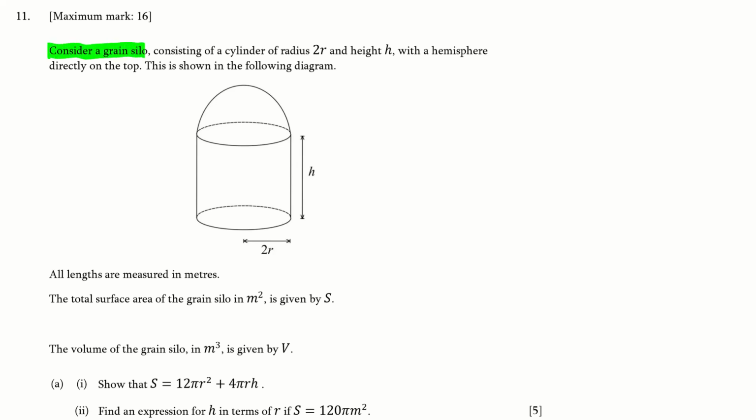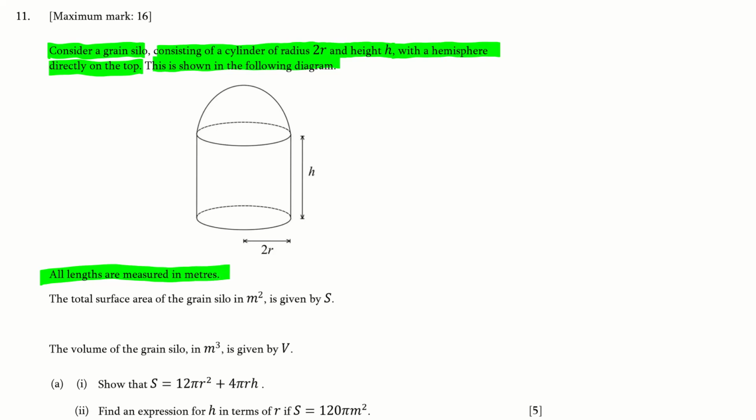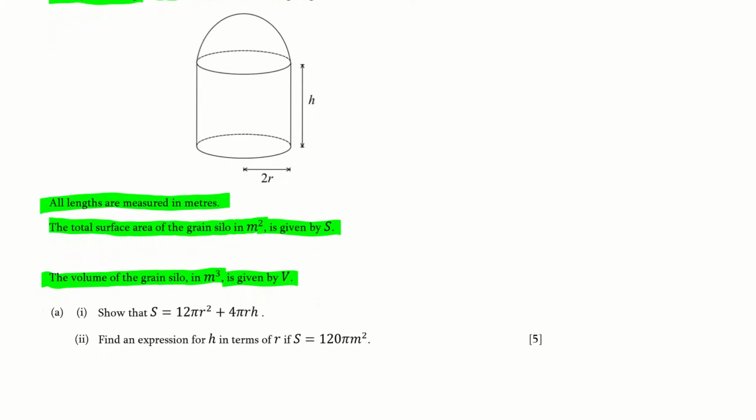Consider a grain silo consisting of a cylinder of radius 2r and height h, with a hemisphere directly on the top. This is shown in the following diagram. All lengths are measured in meters. The total surface area of the grain silo in square meters is given by S. The volume of the grain silo in cubic meters is given by V.